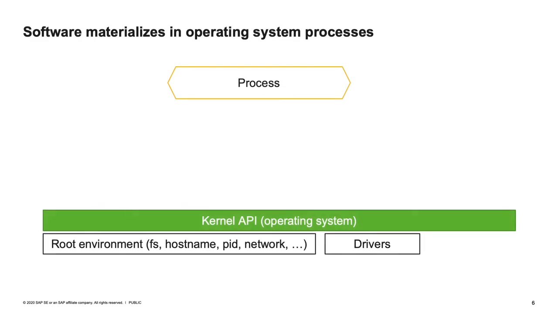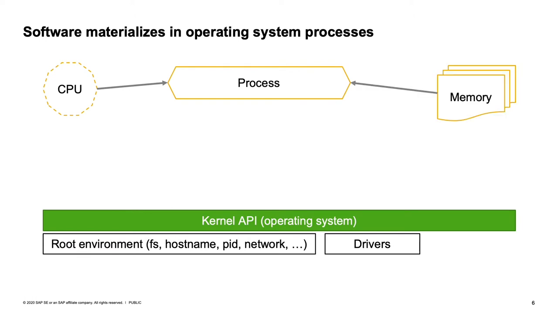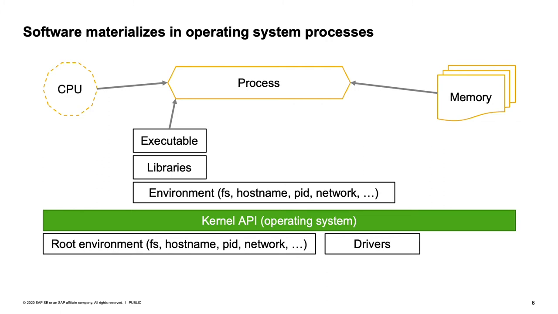Basically, software materializes in operating system processes. That process consumes some CPU and memory. It requires an executable, and that executable may depend on libraries. And that all is running in an environment. So it's a file system, it's a host name, and it's networking. So it needs to talk to the outside or serve applications on the network.